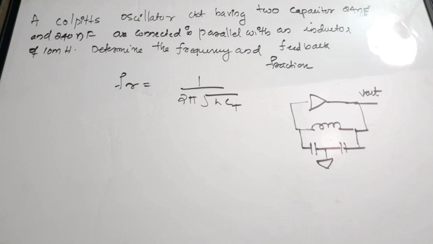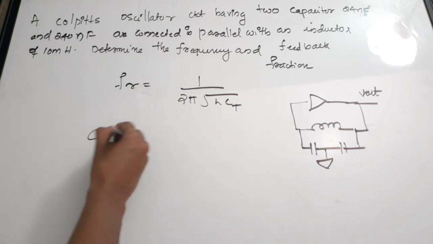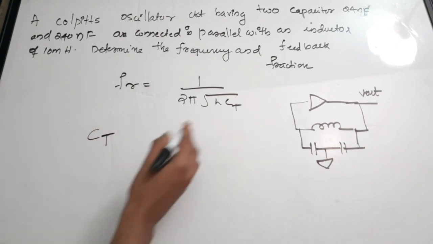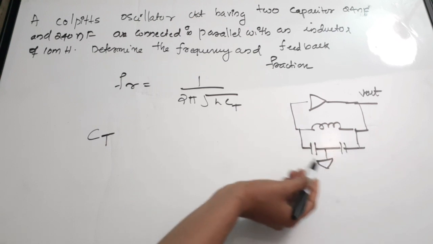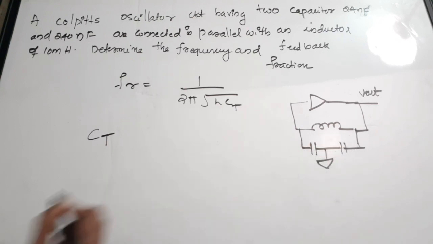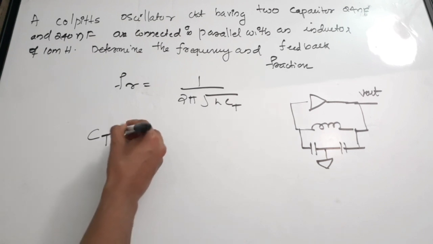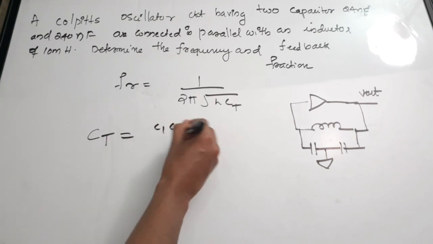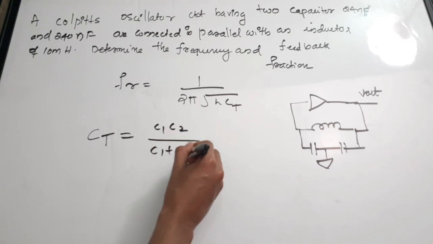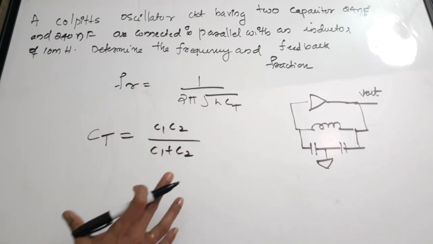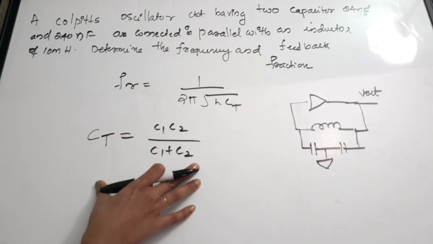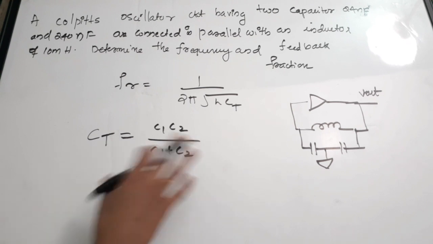Here they have written Ct. Yeah, there is a Ct written. Now what is Ct? Ct is the equivalent of these two capacitors. Capacitors are connected in series. So what is the equivalent? It is Ct equal to C1 C2 by C1 plus C2. Since this is the case for a series connection of capacitors, we use this relation.